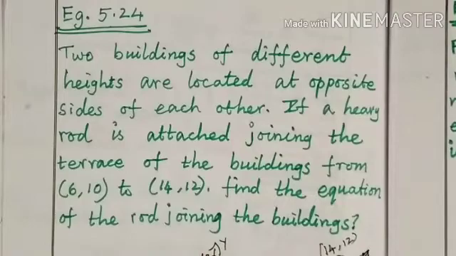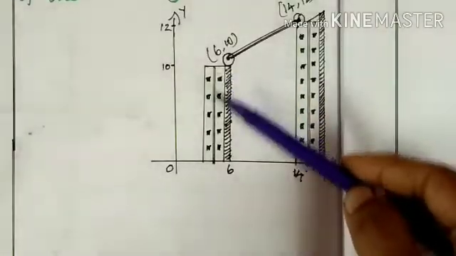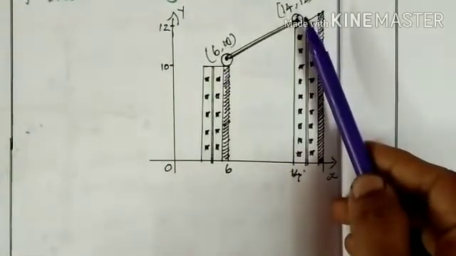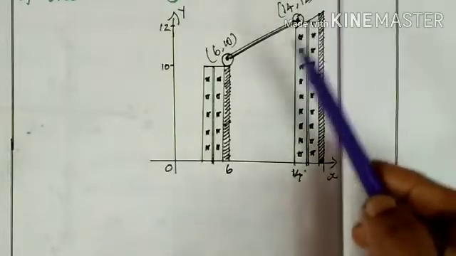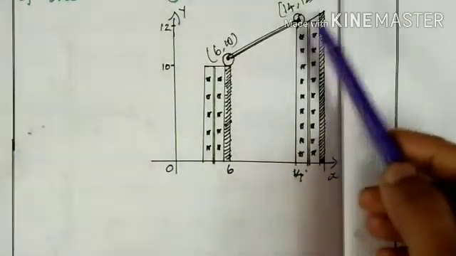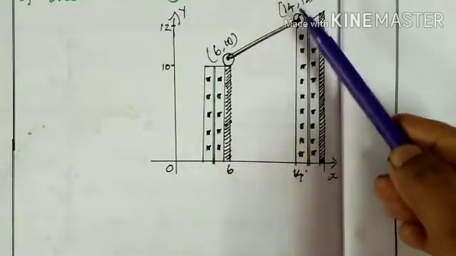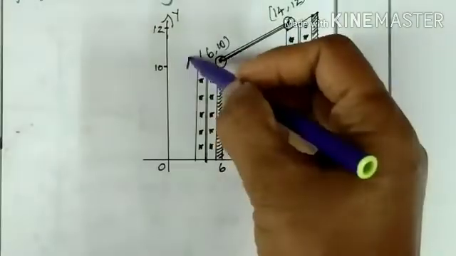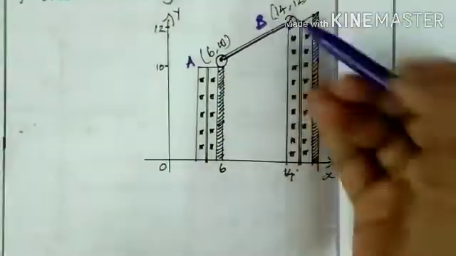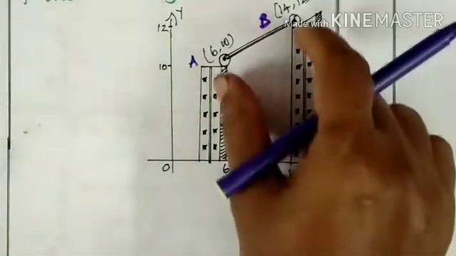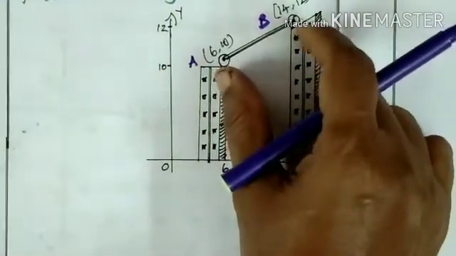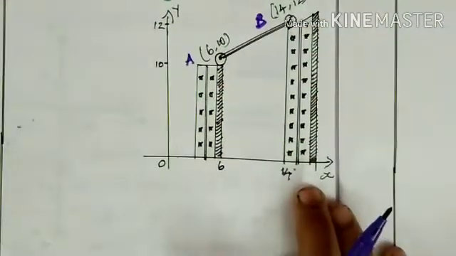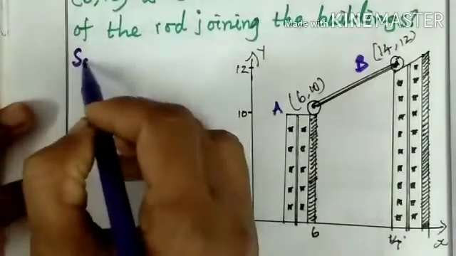Let us see the given diagram. See the diagram. These are the two buildings. A heavy rod is joining these two buildings. Then the joining points of the rod are 6, 10 and 14, 12. Let us assume these points A and B. Now we have to find the equation of the rod, that is we have to find the equation of the straight line AB.